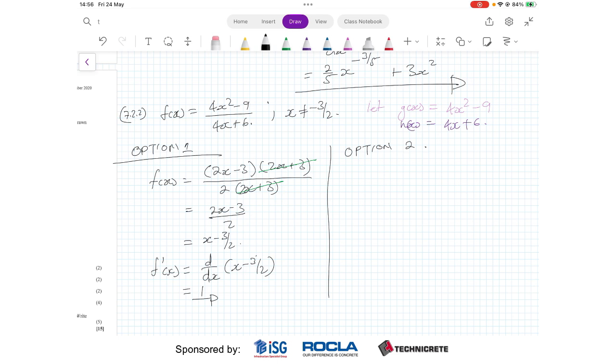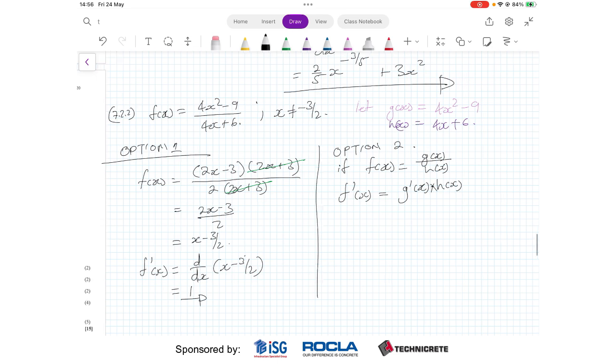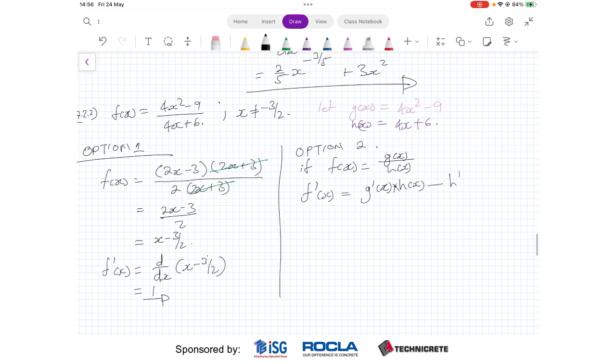Now what the quotient rule tells you is that if f at x is equal to g at x divided by h at x, then the first derivative of f will be given by the first derivative of g multiplied by h at x, okay, this is a multiplication, minus the first derivative of h at x multiplied by g at x, divided by h at x squared.